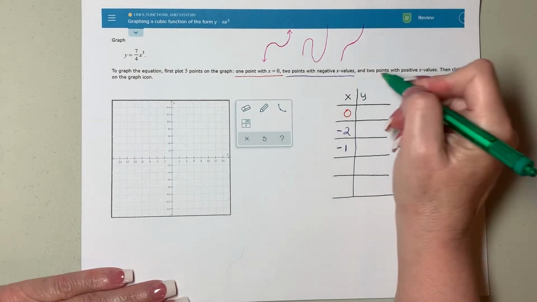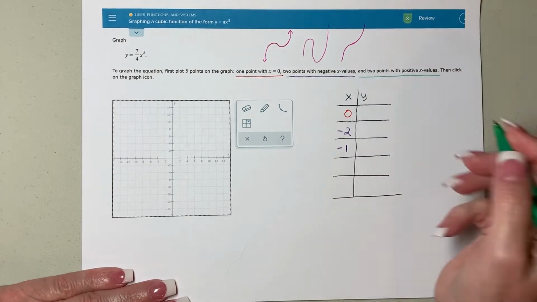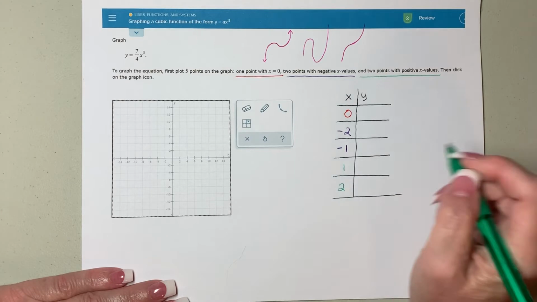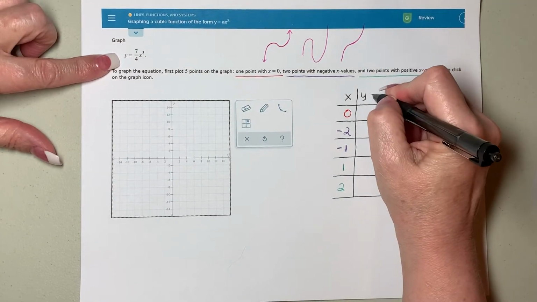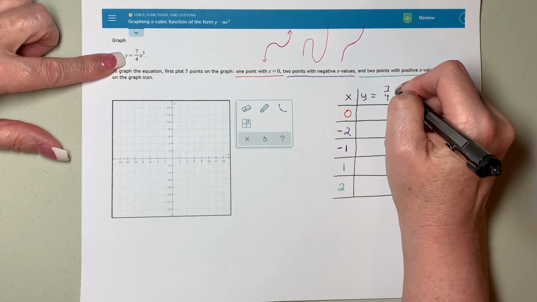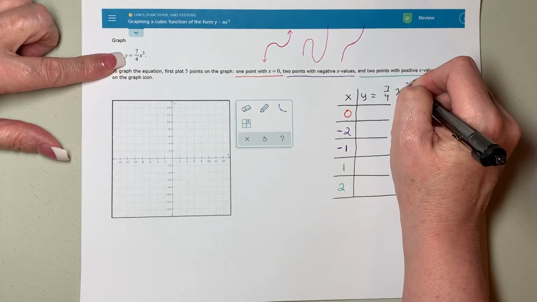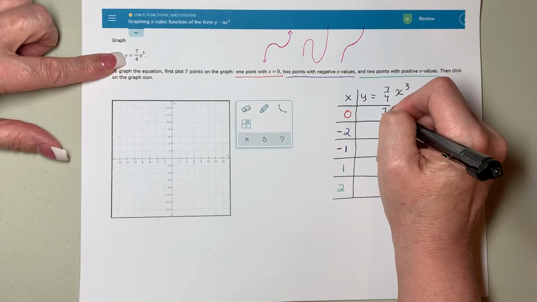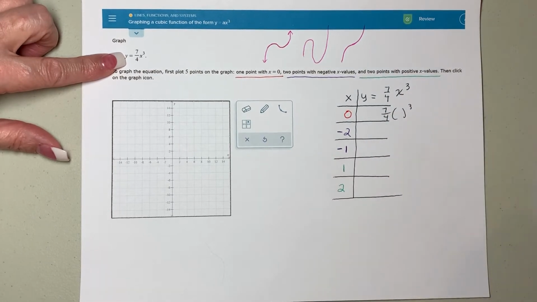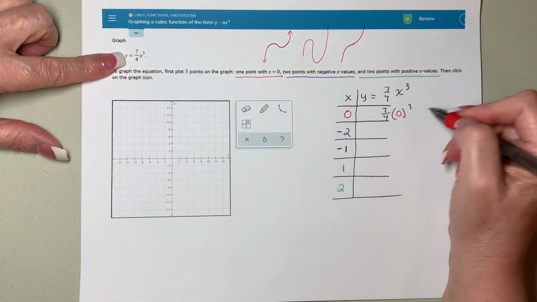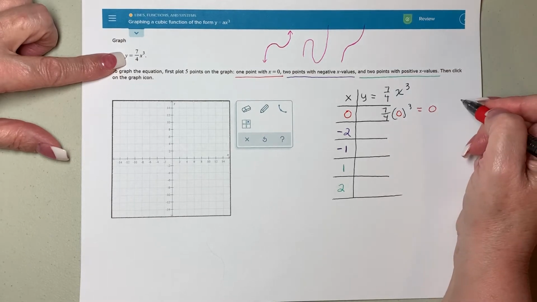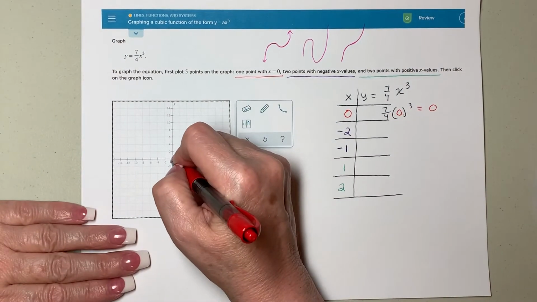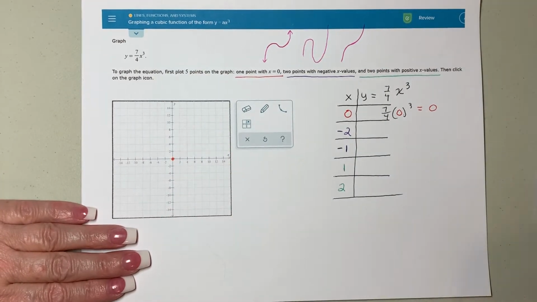And then it says, and 2 points with positive values. So I'm going to have to go with +1 and +2. Now, this is where the formula comes in, or the function, the equation. Your y coordinate is going to equal 7/4 times whatever x cubed is. So I'm going to have to take 7/4 times 0 cubed. Well, 0 cubed is 0, and 0 times 7/4 is 0. So my first point is at 0, 0, which would be right there. That's also known as the origin.